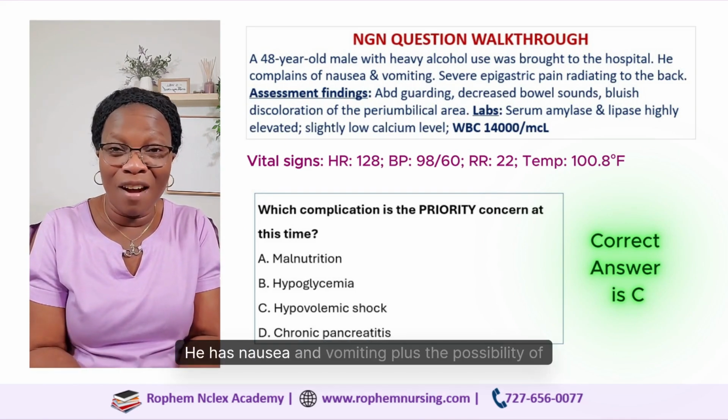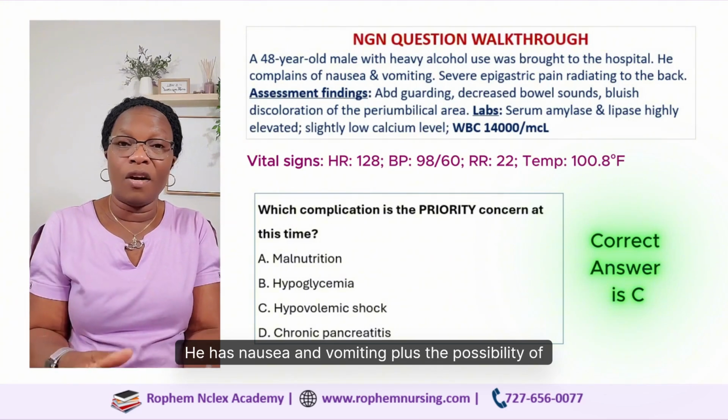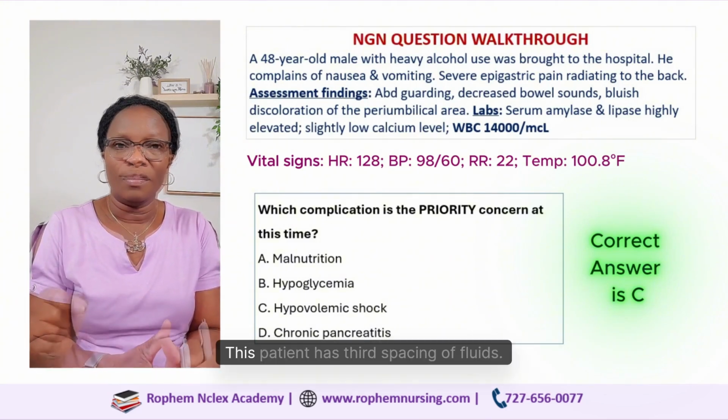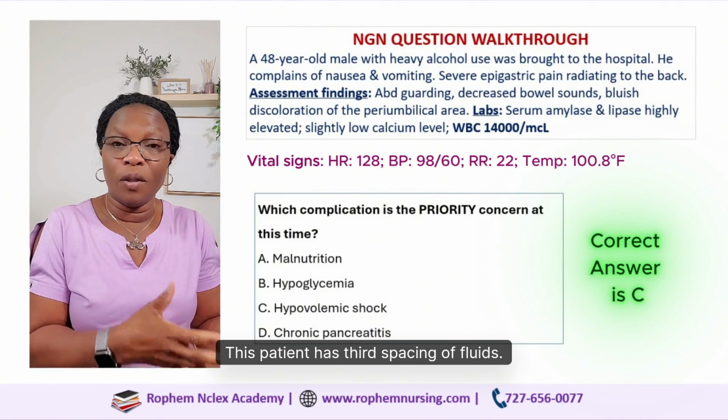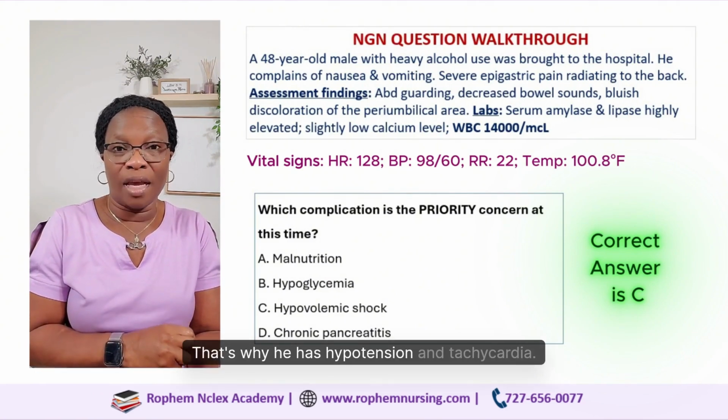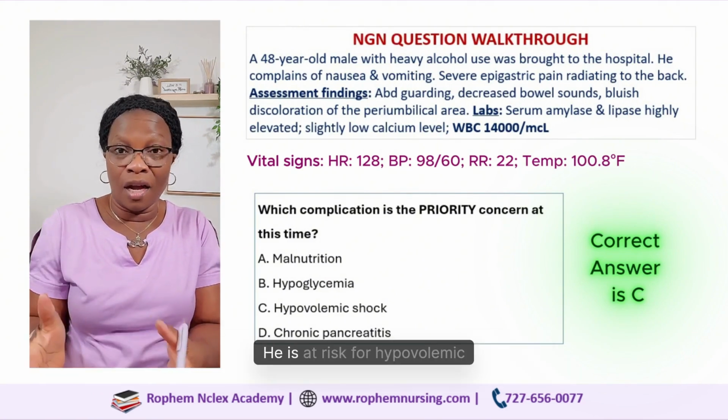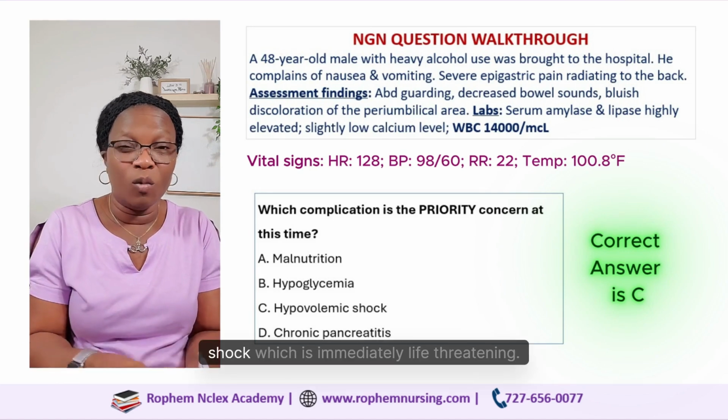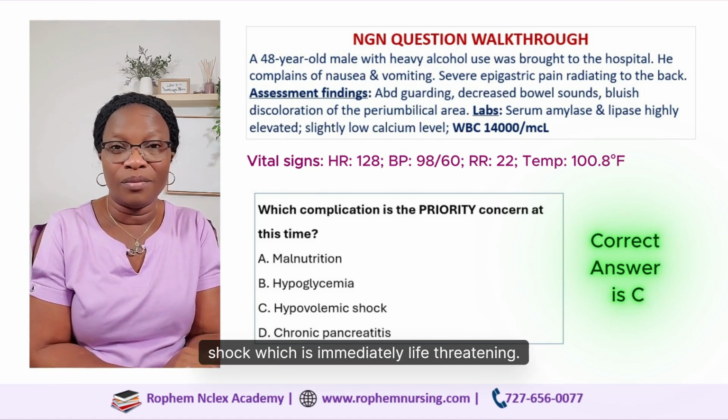He has nausea and vomiting, plus the possibility of intra-abdominal hemorrhage. This patient has third spacing of fluids. That's why he has hypotension and tachycardia. He is at risk for hypovolemic shock, which is immediately life-threatening.